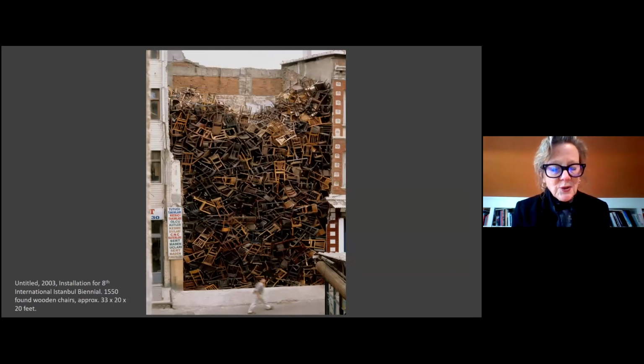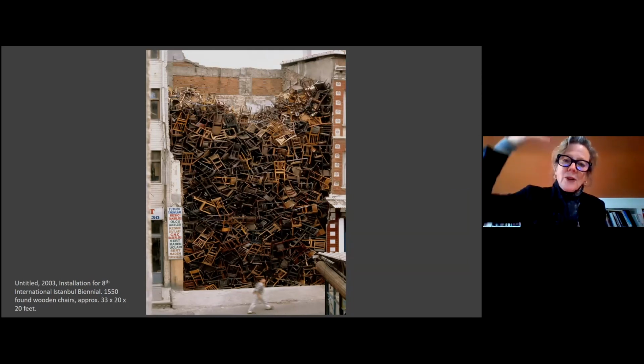One more chair-related creation by her. In 2003, she was invited to do an installation at the Biennial in Istanbul, and she collected over many, many weeks chairs from all over the country, more than 1,550 of them. She poured, so to speak, them into a vacant lot she was given as the site of her installation. It's between three buildings, each four stories high. She layered one upon another in an incredibly complicated way, even though it may look like they're all just thrown together. And I had the opportunity to speak at length with her about this, creating a wall of chairs.